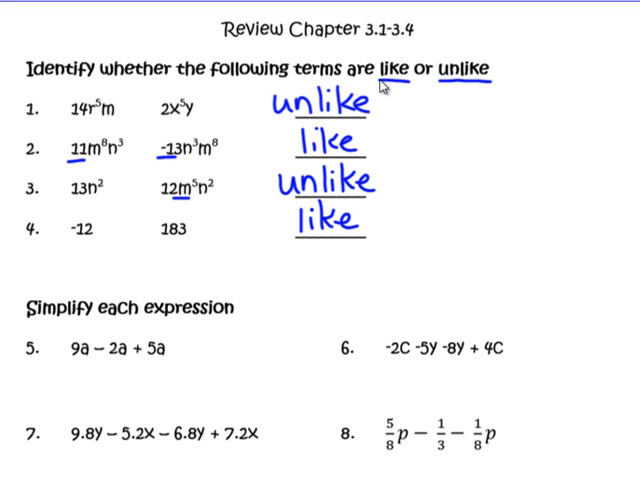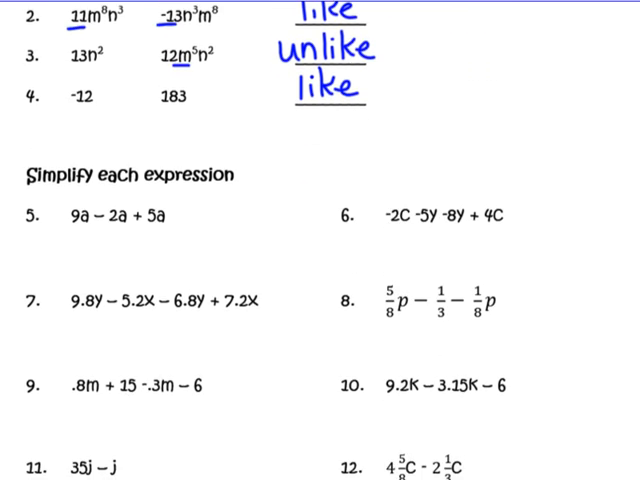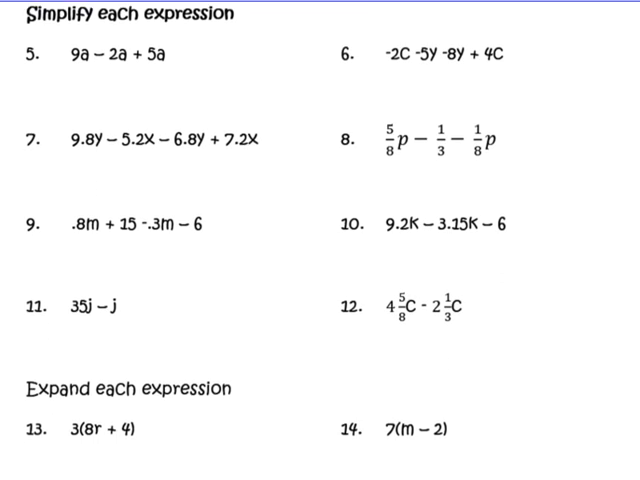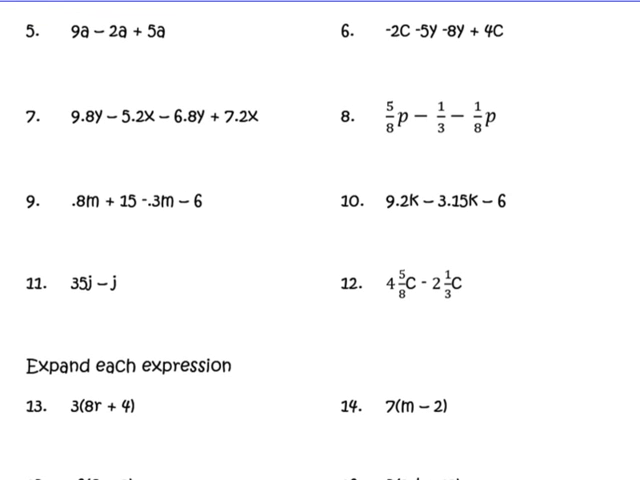Then the next part of the quiz is going to ask you to simplify the expressions, meaning put the like terms together. So number 5, 9a's take away 2a's plus 5a's. Well, 9a take away 2a is 7a's, 7a's plus 5a's, 12a's. So I add and subtract the numerical coefficients and keep the letter constant.